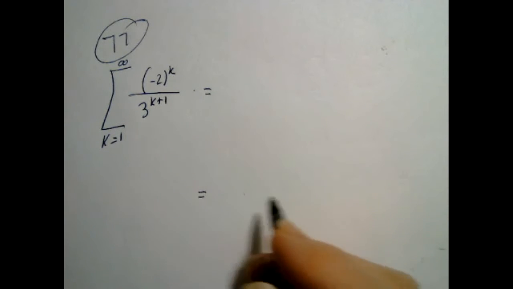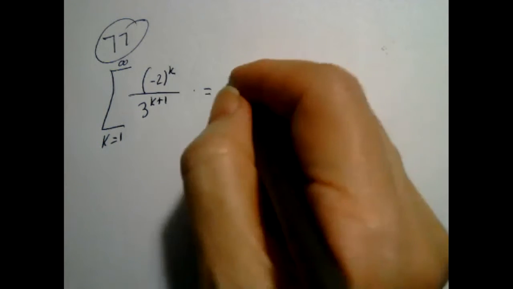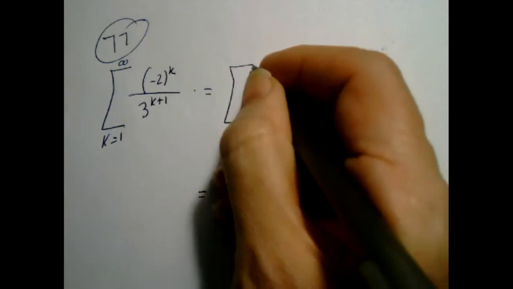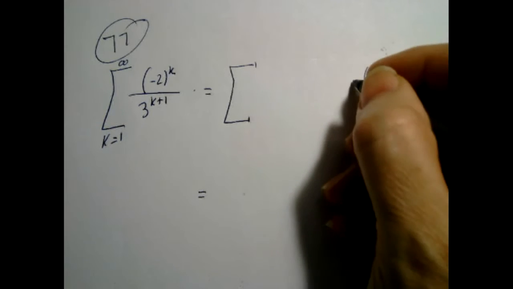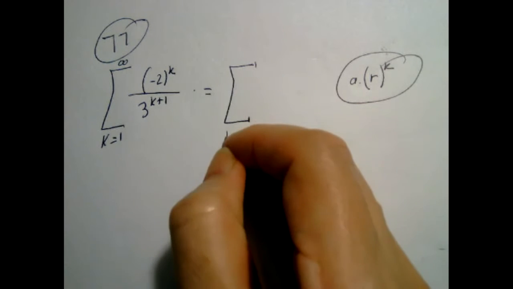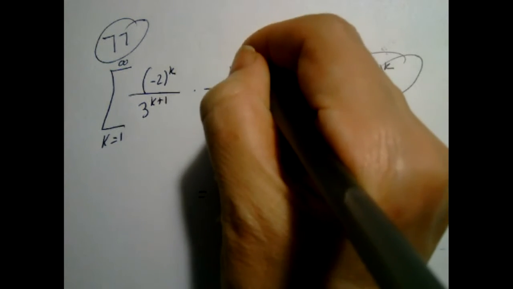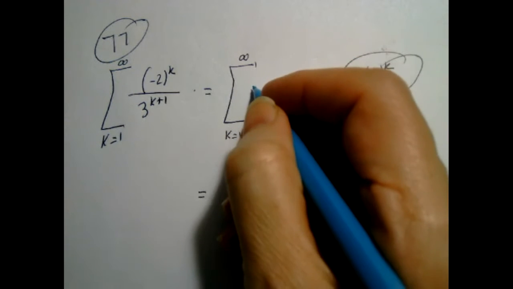Before I write the first few terms, which is the way I will always do it, who can rewrite this just to practice our sum? Who can rewrite it as a times r to the k? It'd be 1/8 multiplied by negative 2/3 to the k.